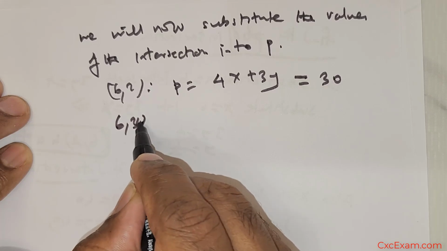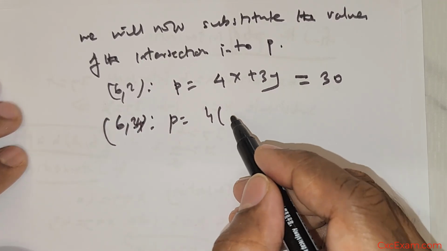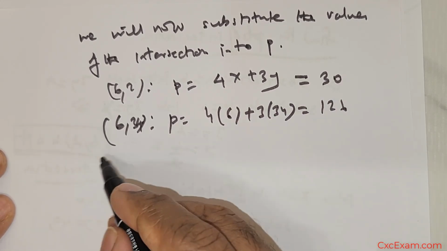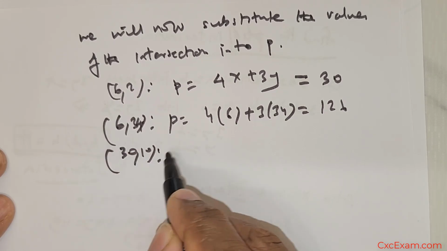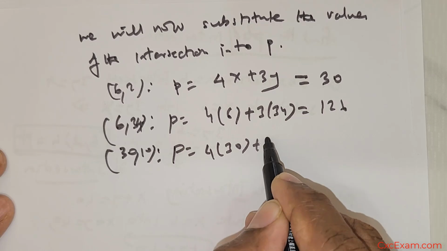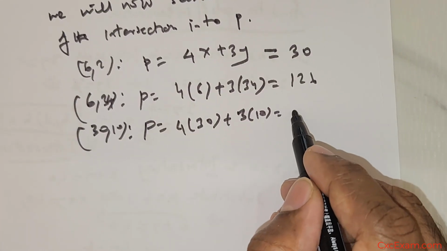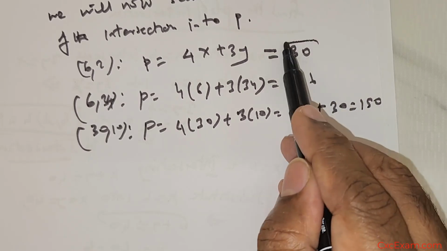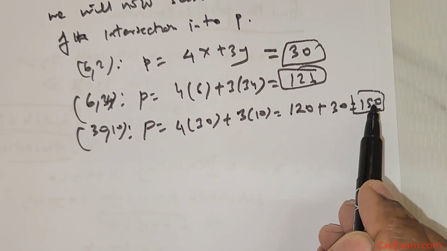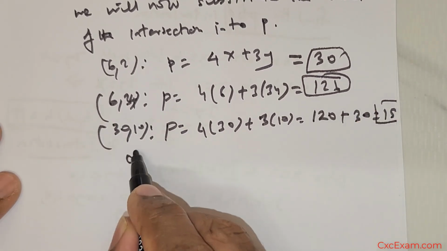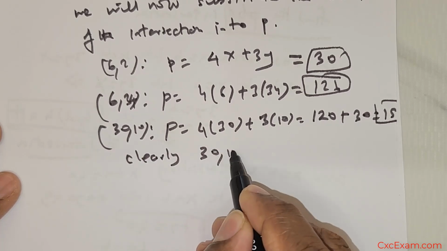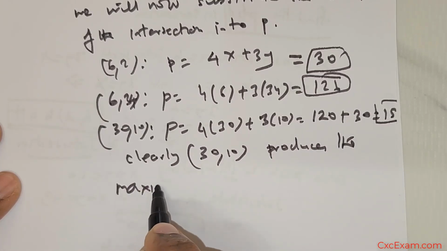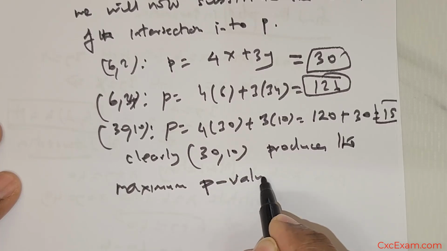Next is (6, 34). So p = 4 times 6 + 3 times 34. This gives you 126. And next is (30, 10). The p value will be 4 of 30 + 3 of 10. This will be 120 + 30 is 150. So go and find out which of these hits the maximum. So clearly we can see 150. So clearly (30, 10) produces the maximum p value.